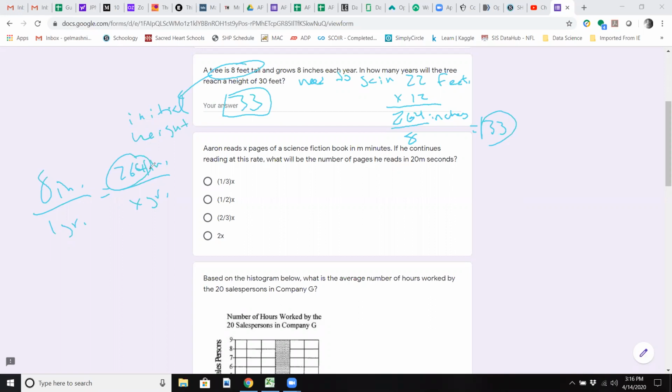Okay. Now, next one. Aaron reads X pages of a science fiction book in M minutes. So let's say in 10 minutes, say he's a voracious reader. He can read, let me change colors actually. So in 10 minutes, let's say he reads 20 pages. Okay, great. So it's 2 pages per minute. Now, if he continues reading at this rate, we'll figure out his pages read in 20M seconds. It'll be 20 times 10, which of course is 200. But it's 200 seconds, mind you.